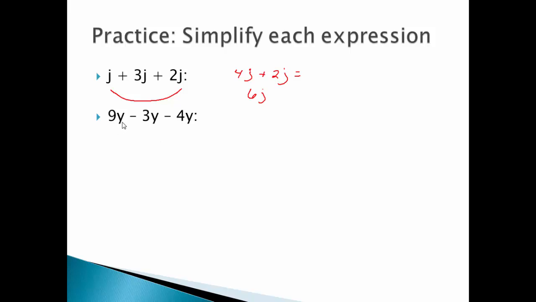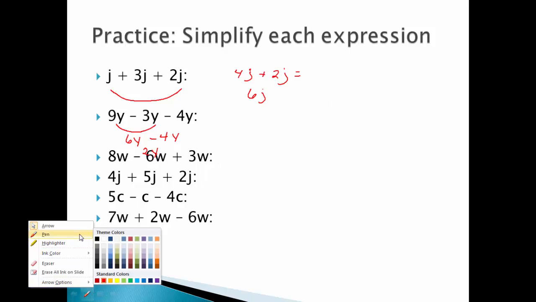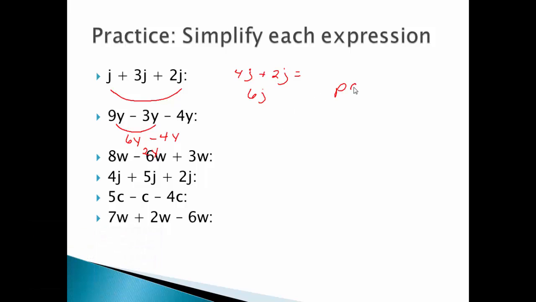Next, 9y minus 3y. Moving from left to right, 9y minus 3y is 6y. Minus 4y equals 2y. You're correct. Now do these on your own. Check with the substitute, and he or she will check your answers on page 235.